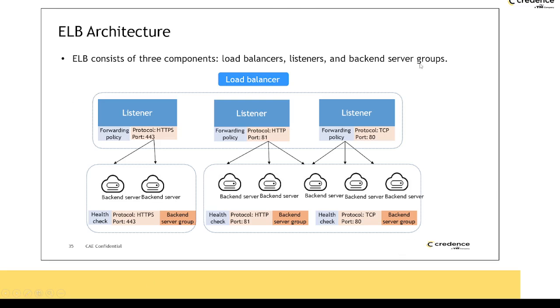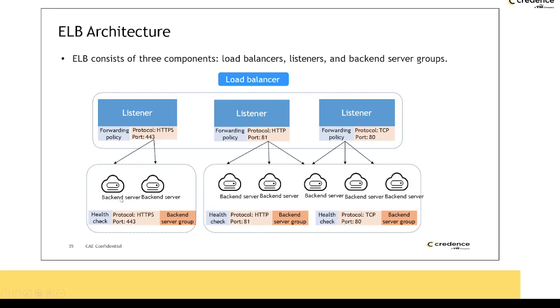Now this is an example of a simple ELB architecture. As you can see here, it consists of 3 components. You must remember, ELB consists of 3 components. The first one is the load balancer. The second one is the listener, and the last one is the backend server group. So this is the load balancer, and under the load balancer we have the listeners.